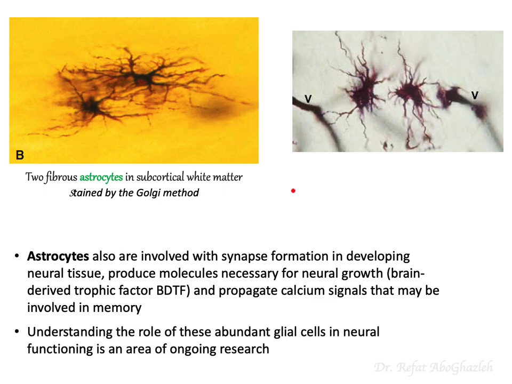Furthermore, even earlier during the embryonic and fetal development, the astrocytes are involved with synapse formation. How is that? How is the astrocyte involved with synapse formation? Indeed, during the developing of neural tissue, by producing molecules that are necessary for neural growth, what we call brain-derived trophic factor. Brain-derived trophic factor, and in this way, it enhances the synapse formation during the developing of neural tissue.